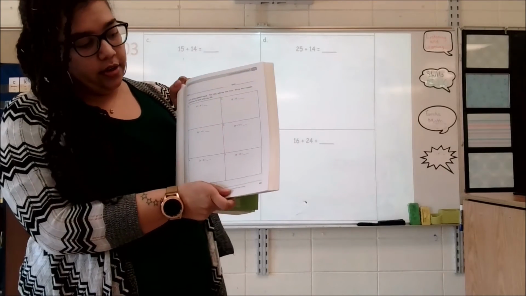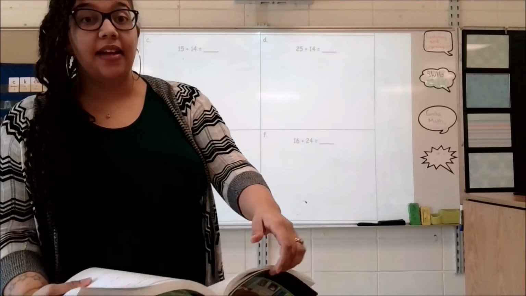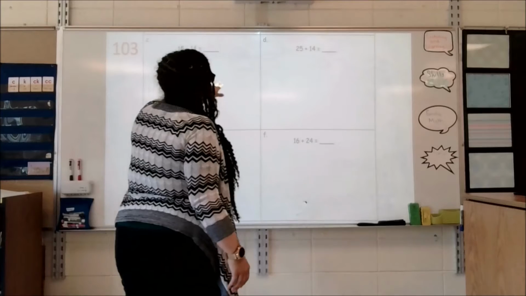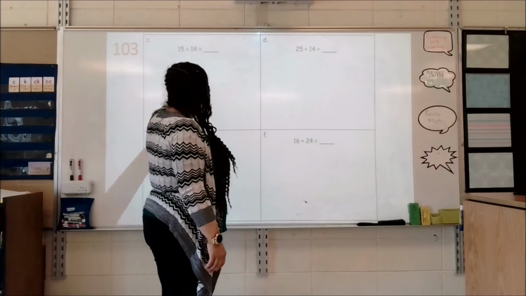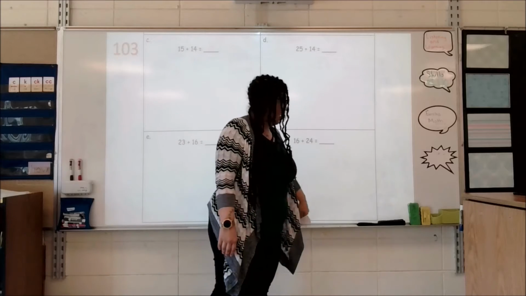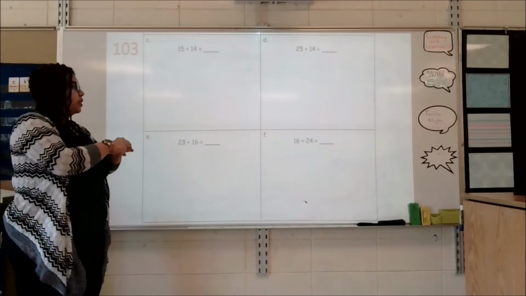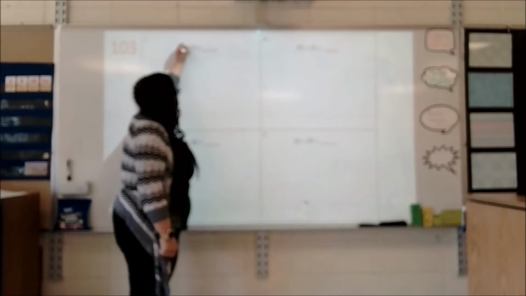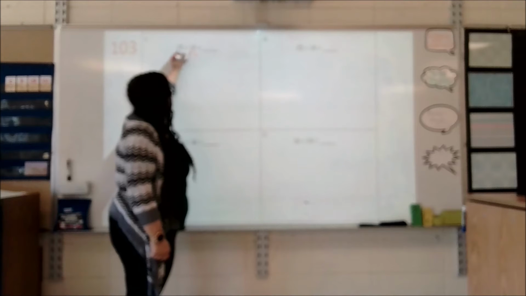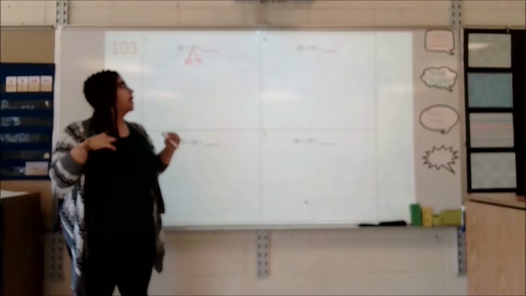So yes, page 103, we're going to solve using number bonds. We're going to add 10s first on these top 2, and then we're going to add 1s first on these bottom 2, okay? Either way, we're still going to break the smaller part into pieces. So 14 becomes 10 and 4.